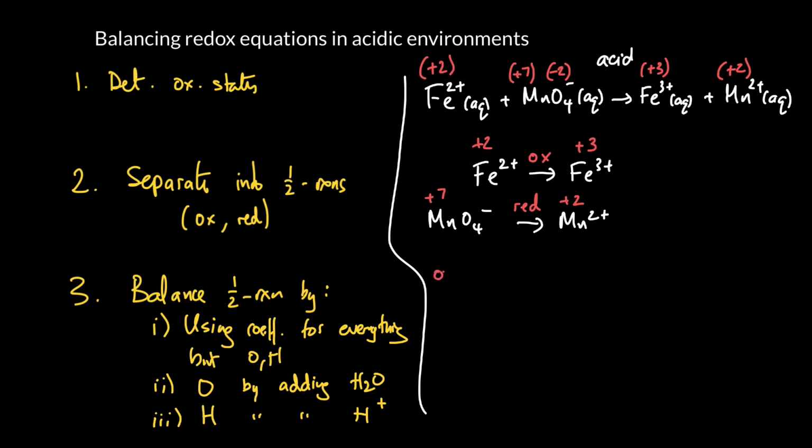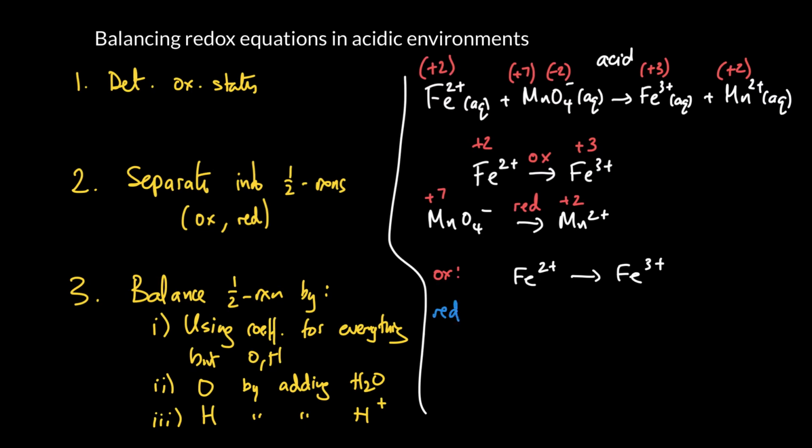We're going to start with the oxidation, and we're going to apply the rules, and then we're going to go to the reduction one. For the oxidation, there's really nothing we need to do at this point. We're going to balance coefficients for everything but O and H. There's one iron, so that's cool. We're going to balance oxygen by adding water. There's no oxygen and no hydrogen, so we're actually at the end of rule 3 there with nothing else to do. However, for the reduction one, this is much more interesting.